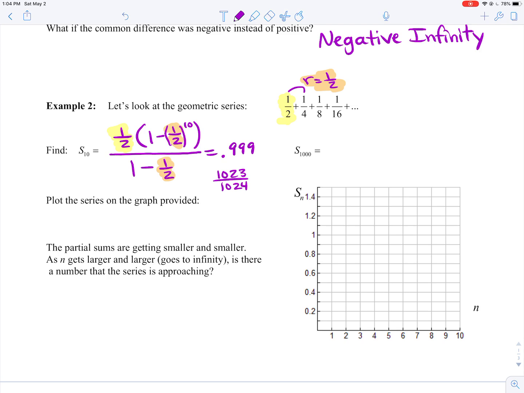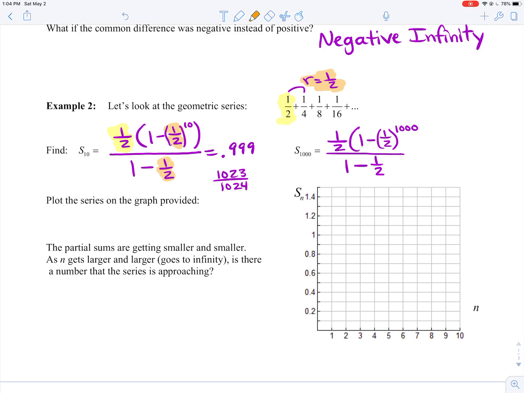Now the sum of 1,000. Same formula. We're taking the first term, multiplying it by 1 minus our r, but this time instead of raising it to the 10th power, we're going to raise it to the 1,000th power, and then all divided by 1 minus 1/2.